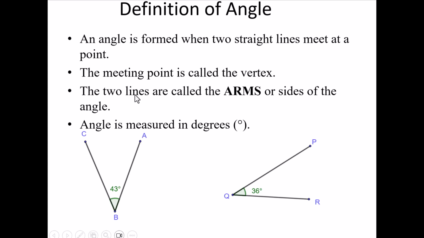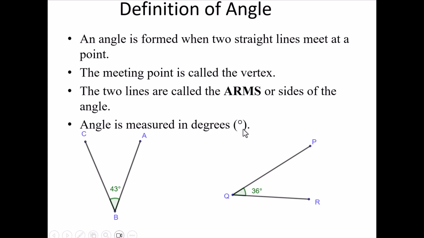Now, looking at the definition I have here, I said the meeting point is called the vertex. So point B is the vertex of this angle, while in this example, point Q is the vertex of the angle. Then the arms of the angle in this case are AB and BC, while the arms of this example here are PQ and QR. So take note of that.